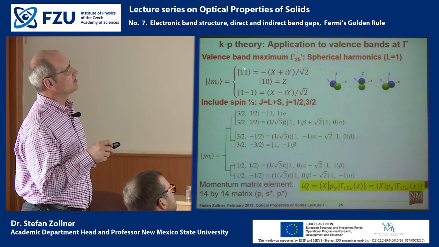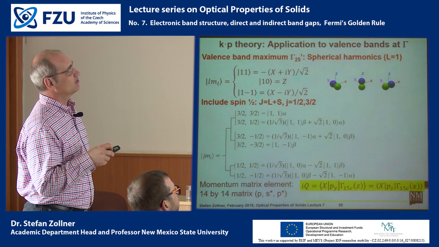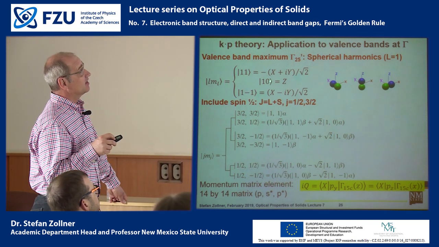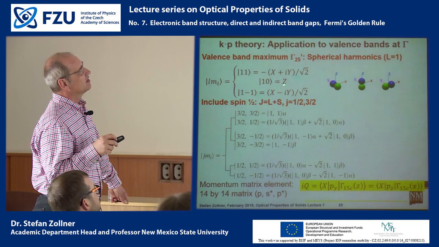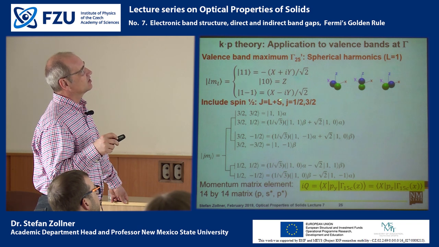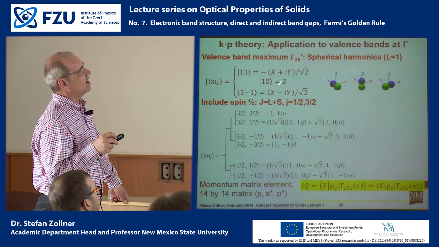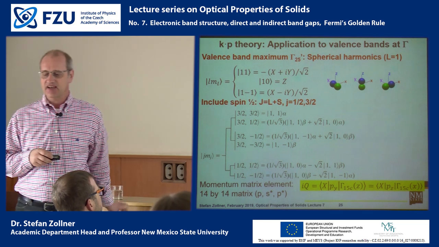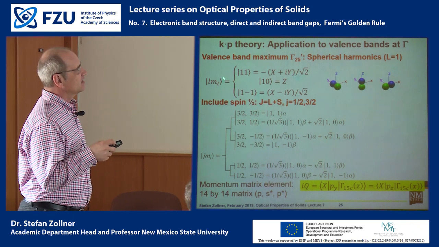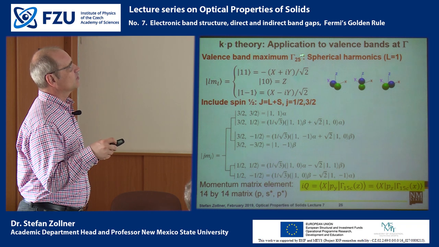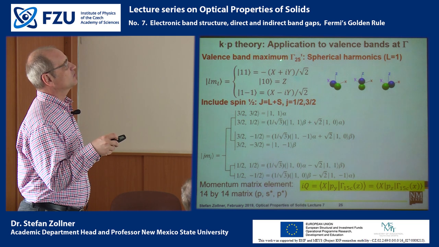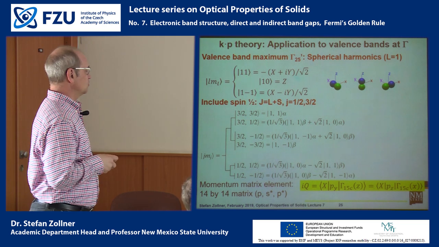for an L equal 1 state, for a P state, I can have three different values of the magnetic quantum number ML, and this ML can be 0 or plus 1 or minus 1, and then rather than using X, Y, and Z as my wave functions, I use these ladder combinations X plus iY and X minus iY, and if you've had lectures in quantum mechanics, then you have seen this. And now this is for the valence band maximum gamma 2-5 prime, where we ignore spin-orbit interactions, but now I need to include the spin.